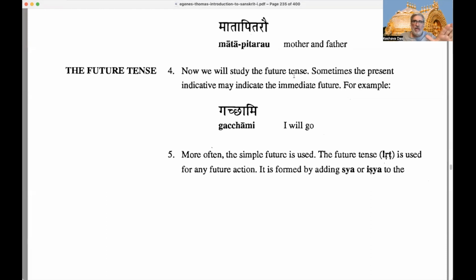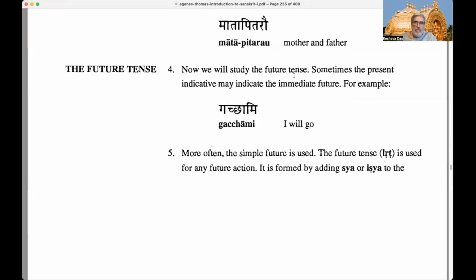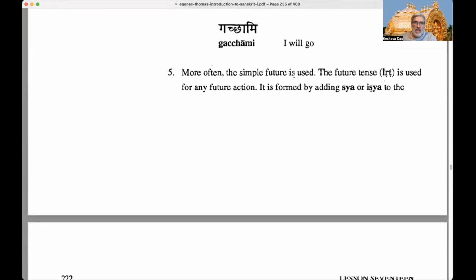It can't mean anything else. But here he's saying sometimes it's used to mean "I will go," just in the future, just now going, right? Okay, so that's the first thing. Now, what about the real future tense way to make the future tense? So more often than using the present tense for just now going, the simple future tense would be used.